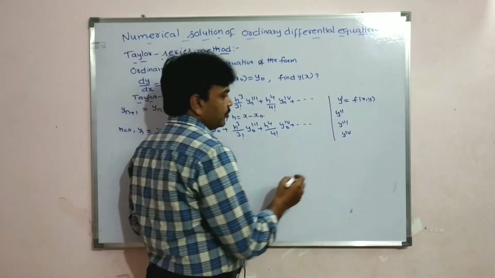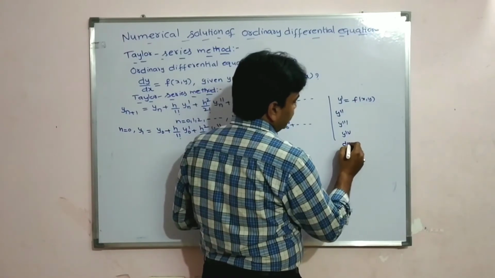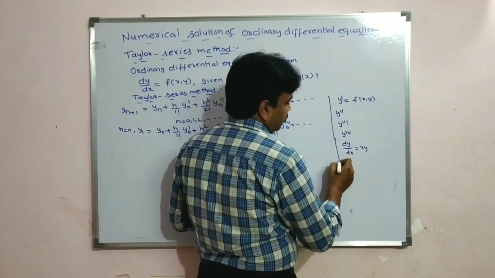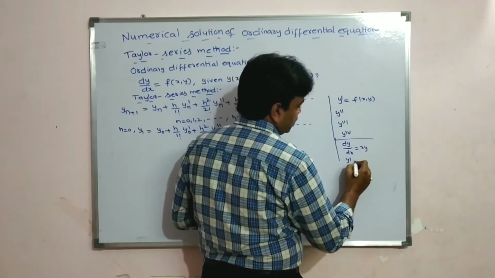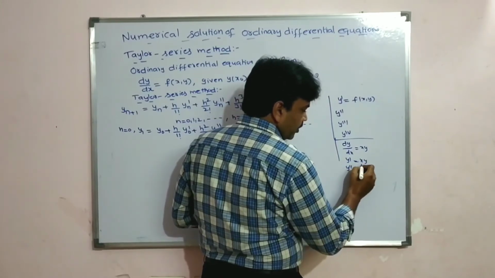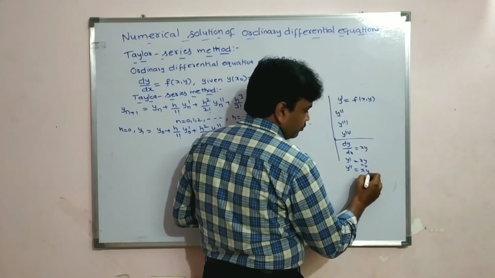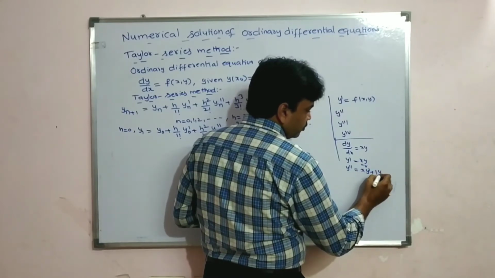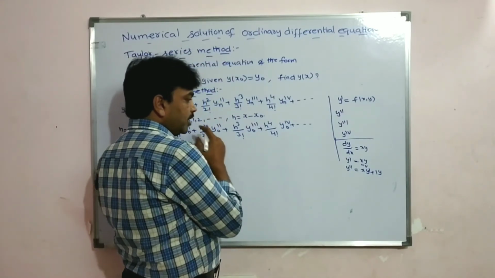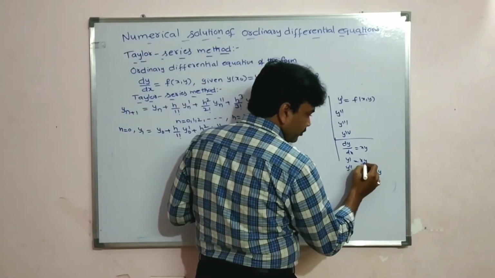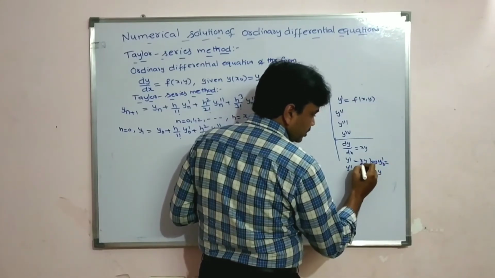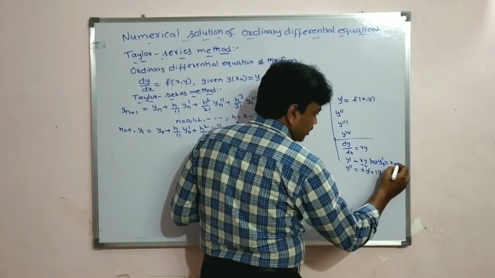For example, if I am taking dy by dx equal to say xy, this is y dash, that is equal to xy. Y double dash means apply the u v rule here. So x into y dash plus derivative of x, which is 1, into y. Now y naught dash means here we have x and y, so you write x naught and y naught.